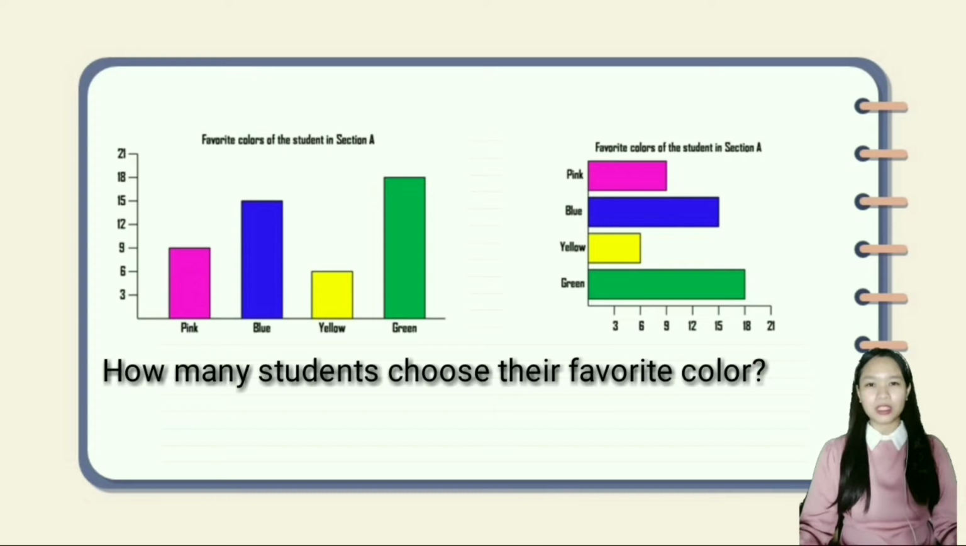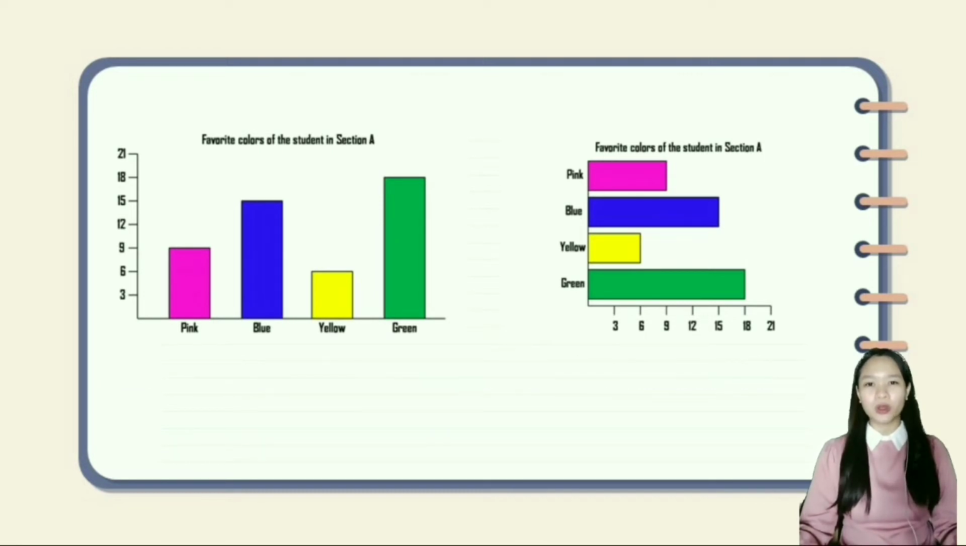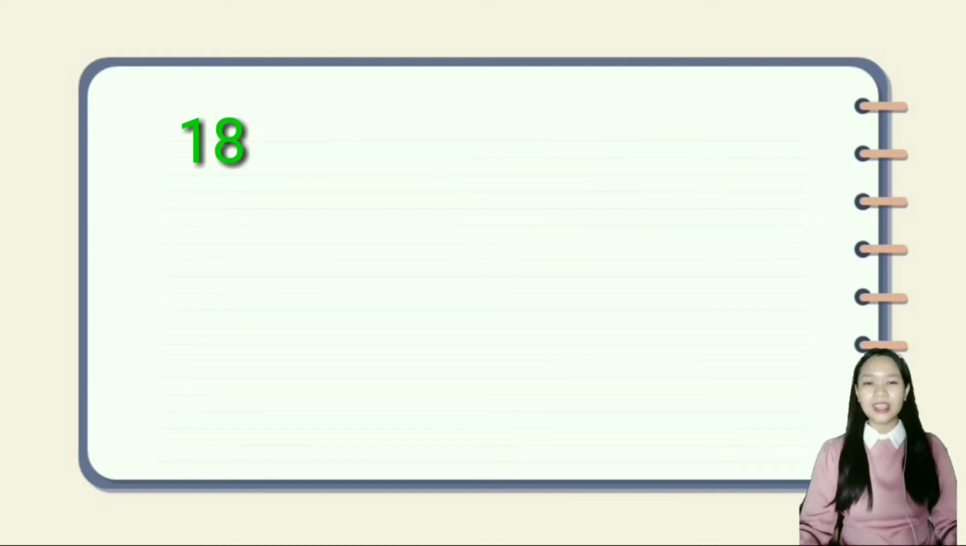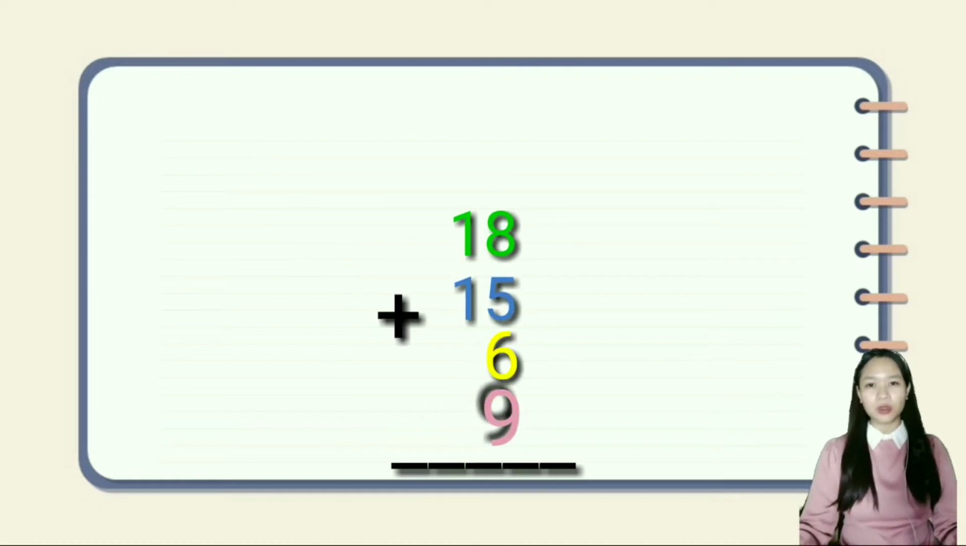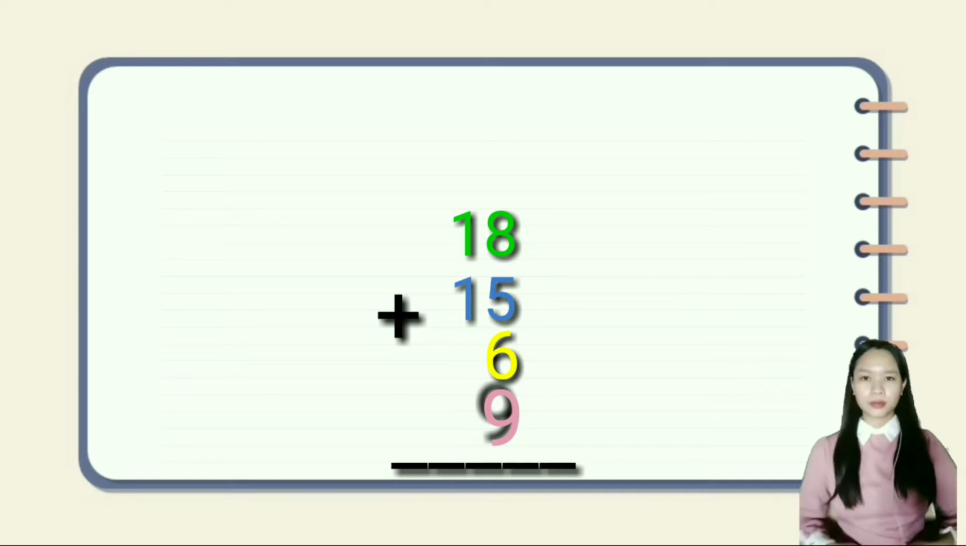How many students chose a favorite color? To know the answer, we're going to add all the numbers of students who chose their favorite color. There are 18 students who chose green, 6 students who chose yellow, 15 students who chose blue, and 9 students who chose pink. Now, how many students chose their favorite color? Correct. The answer is 38.